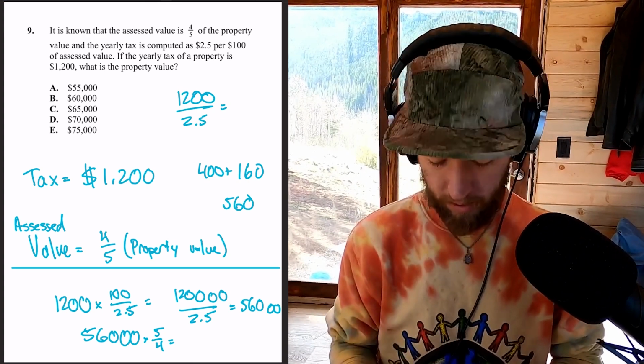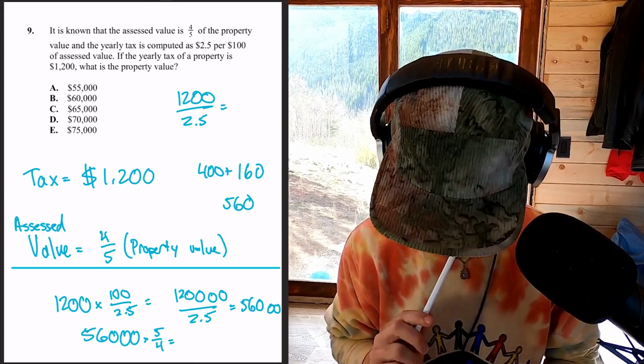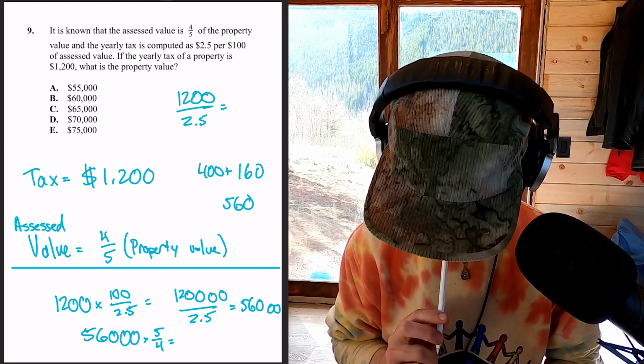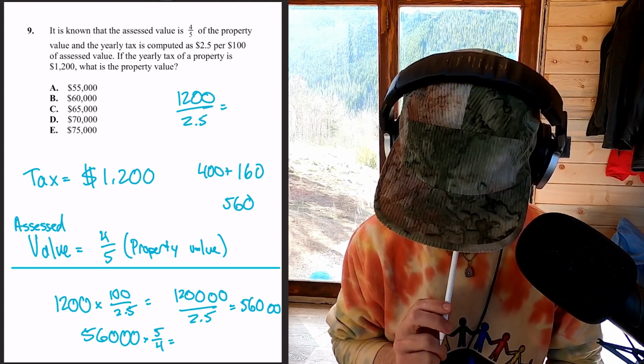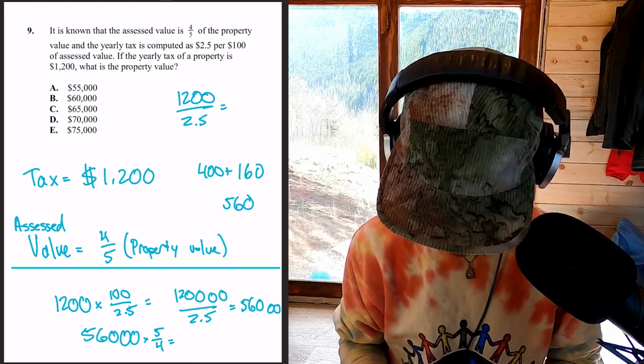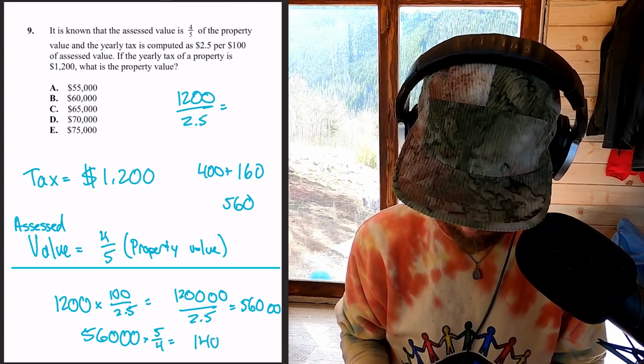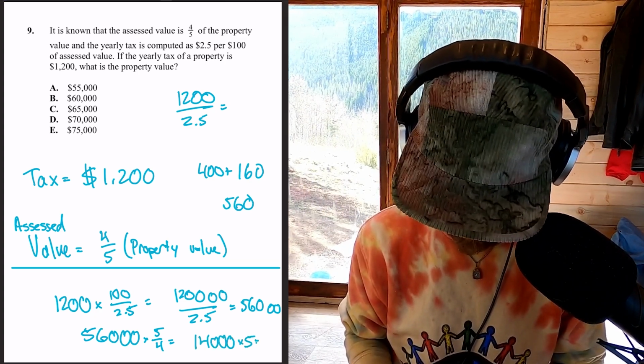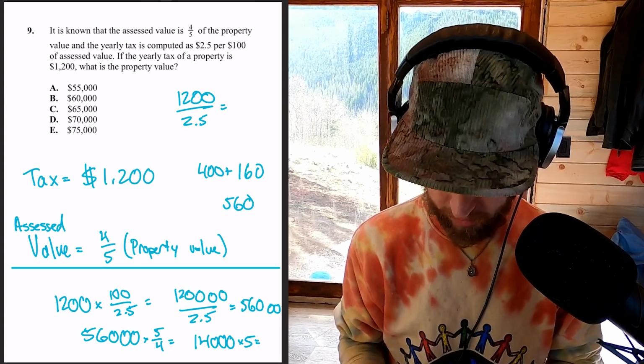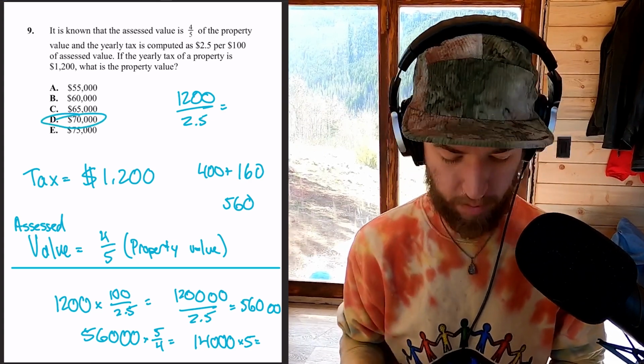Oh gosh, am I going to do this all without a calculator? Let's see. 40. So 10 and 4, 14. So this is 14,000 times 5, which is 50 and 20, 70,000. Okay, there's my answer D.